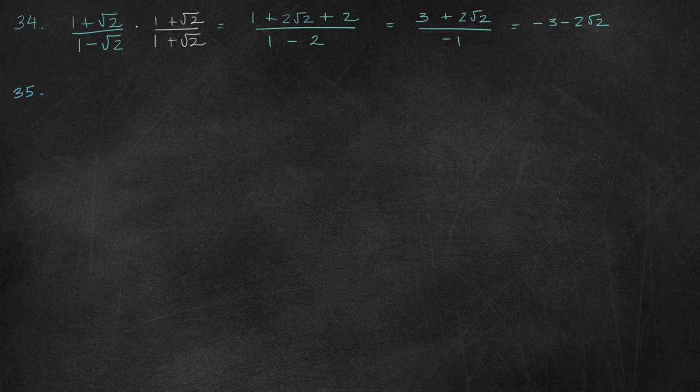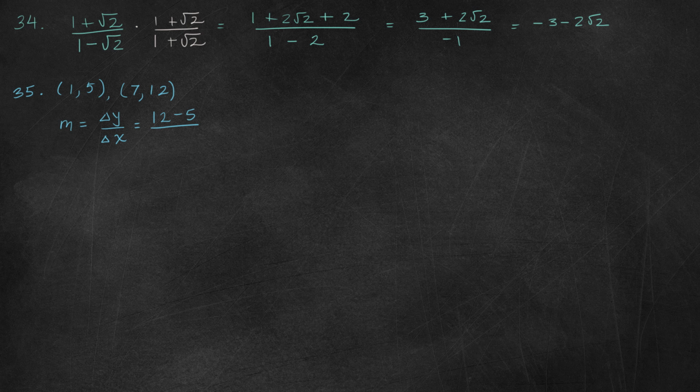Number 35, write the equation of the line passing through the points 1, 5 and 7, 12. Now there are multiple ways to represent the equation of a line. What we're going to need to know, if we want to use slope-intercept form or point-slope form, is the slope of the line. So let's find that first. The slope would be the change in y over the change in x. To find the change in y, I subtract the second y coordinate minus the first y coordinate.